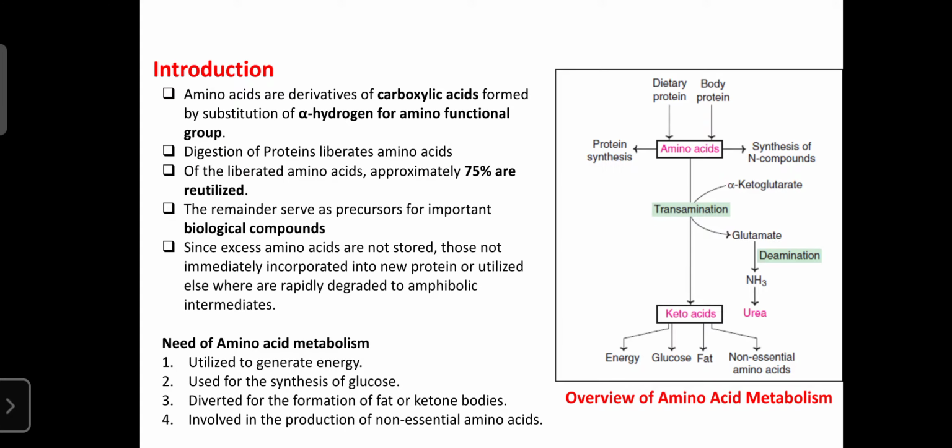Okay, now we can go to the introduction. First, let us understand what amino acids are. Amino acids are derivatives of carboxylic acid formed by addition or substitution of the amino functional group at the alpha hydrogen site, or alpha carbon atom. Where an amino group is present on a carboxylic acid, such compounds are known as amino acids.